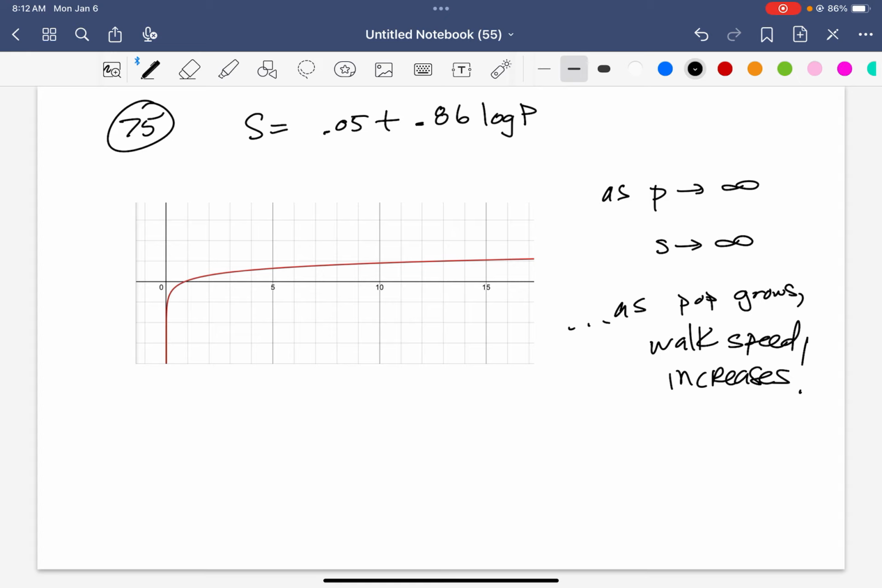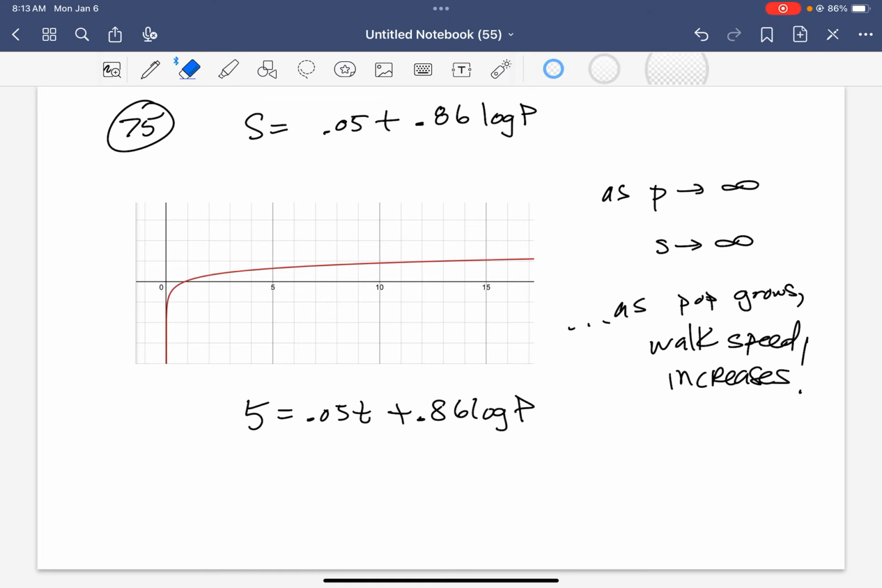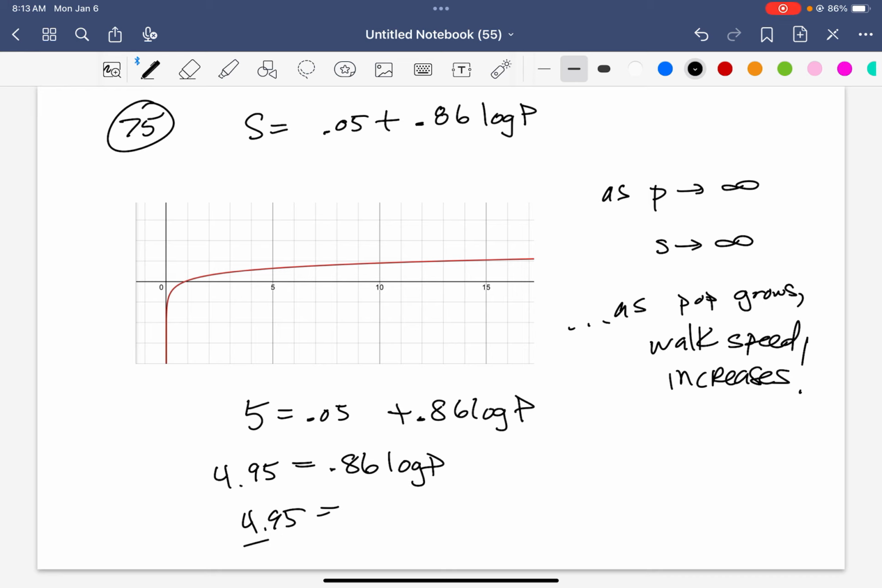Excuse me, and then for what population is the average walking speed 5 feet per second? So 5 is equal to 0.05 plus 0.86 log of p. There's no t here, sorry. It's just 0.05. So that's going to be 4.95 equals 0.86 log p. So it's going to be 4.95 divided by 0.86 is equal to log p.